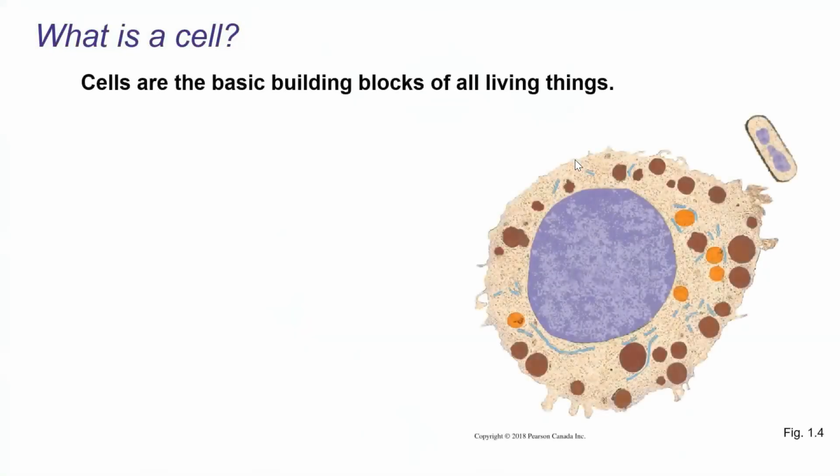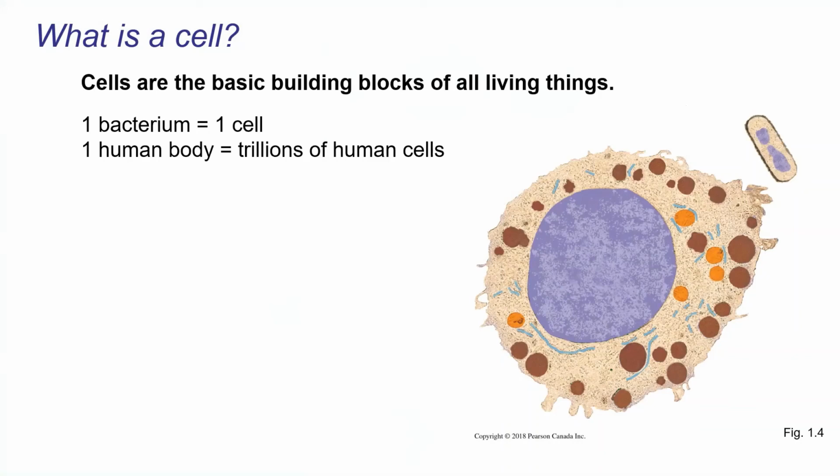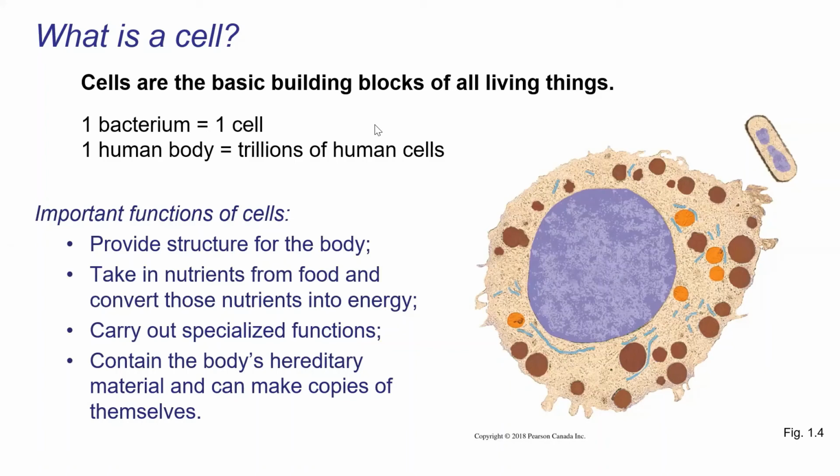Cells are basic building blocks of all living things. You can see there's a couple of cells there. This is a eukaryotic cell from an animal, and there's a bacterial cell there. A cell could be one entire organism in the case of a bacterium, or in the case of other organisms, it could be millions or trillions of cells. Humans are something like 30 trillion cells, maybe a few more if you're a bigger person, or a few less if you're kind of tiny. But all living organisms have cells. They carry out all the important functions of the body.